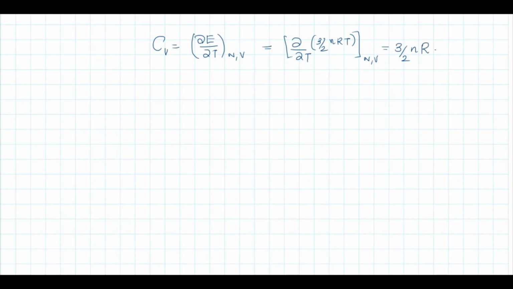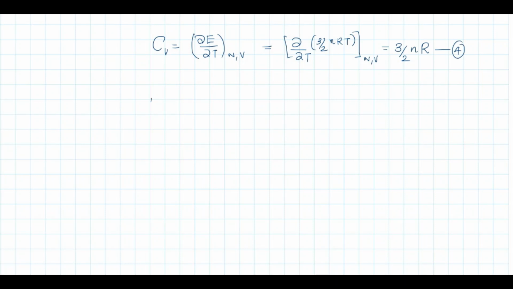Now we have the specific heat capacity at constant volume, Cv. Cv is nothing but ∂E/∂T at constant N and V. We already have an expression for energy in terms of temperature, so take the derivative. We keep N and V constant. Taking the derivative, I will get 3/2 nR. So this is equation number 4, the equation for Cv.